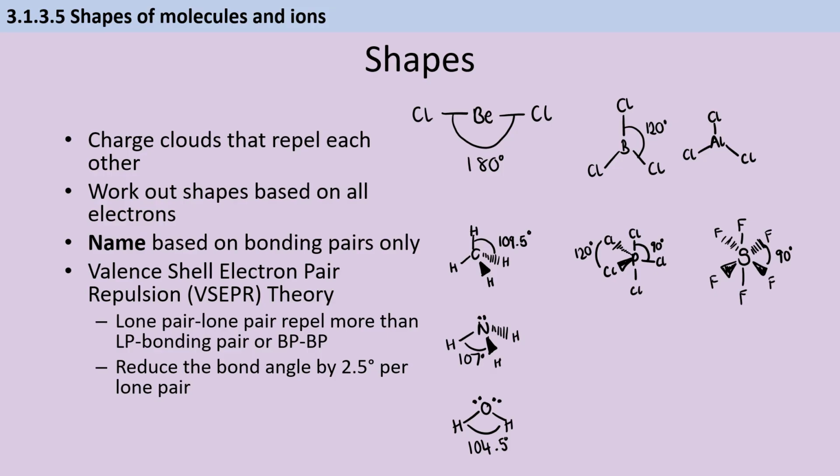Then we should think about our alternative tetrahedral shapes. If we have one lone pair, then this is going to reduce the bond angle by 2.5 degrees, and we call that triangular pyramidal or just pyramidal. And then we also have our bent or non-linear molecules like water, which have 2 lone pairs. So we remove 2 sets of 2.5 degrees to have a bond angle of 104.5. And the reason for that is because the lone pairs are going to repel each other more strongly than the bonding pairs of electrons.